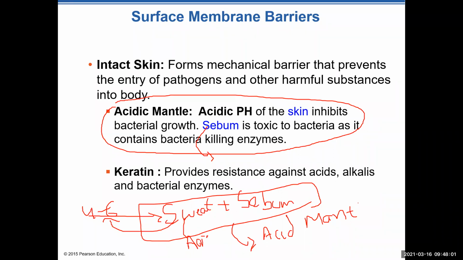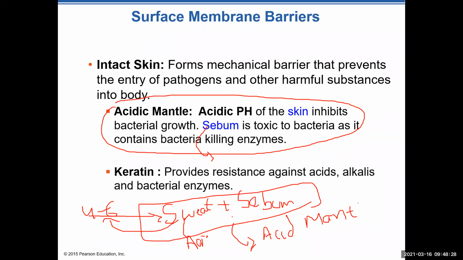So it creates the acidic mantle on our skin, which does not allow bacteria to divide on our skin. It's called an acid mantle. It acts as a barrier to the viruses, to the bacteria, right? To any contamination like dust particles, for example, right? So the mixture of sweat and sebum together is called the acidic mantle, which is very, very important, right?